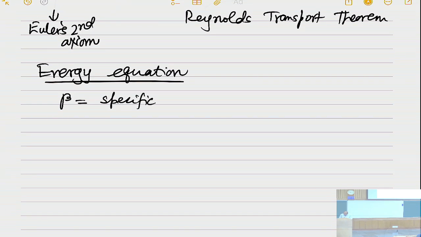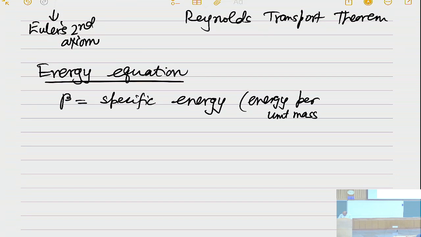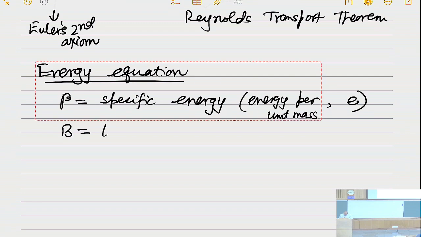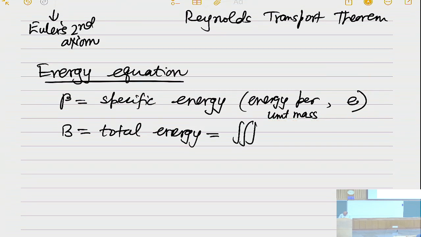beta is nothing but the specific energy, or energy per unit mass, and this we call small e, and capital B will be the total energy, and this will be the volume integral of e times rho dV.